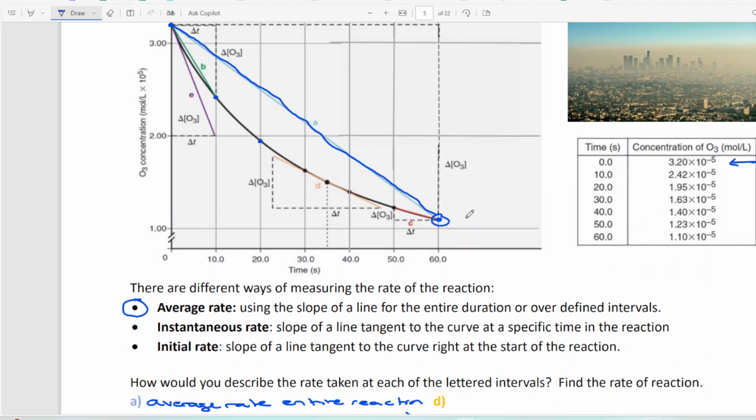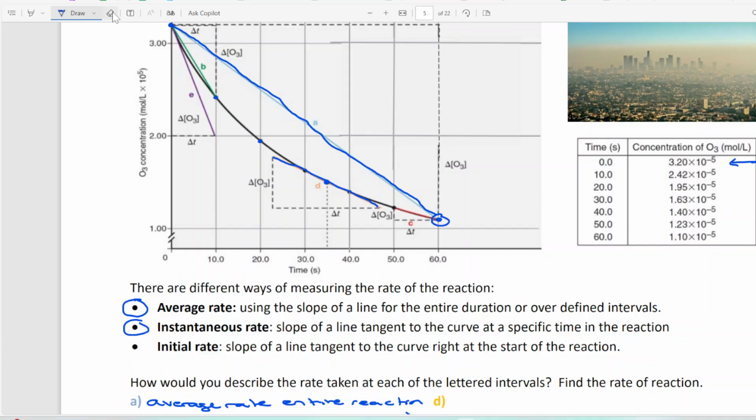The next one is an instantaneous rate. An instantaneous rate is one where you're trying to look at a specific time. So, for example, D would be a great example of an instantaneous rate. If you look at this one, you've got this instant point D, and then they've drawn a line tangent to the curve at that point. And so we could find the instantaneous rate of reaction at point D by finding the slope of this line.